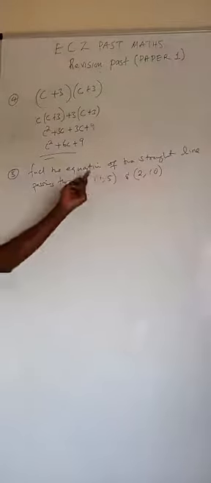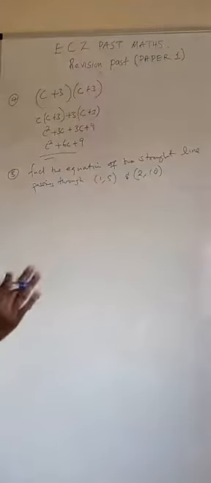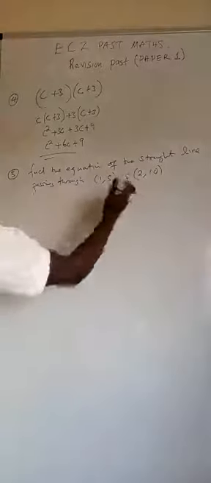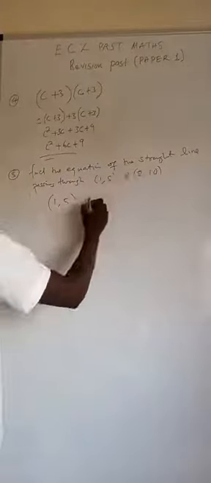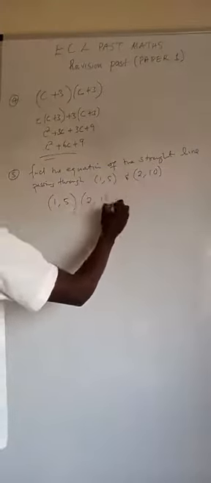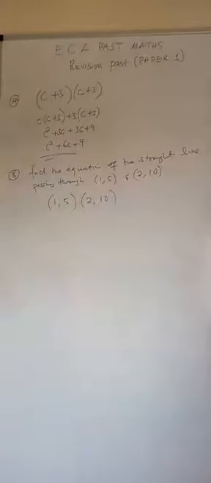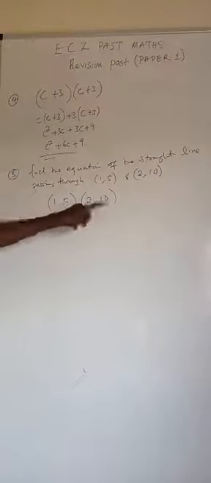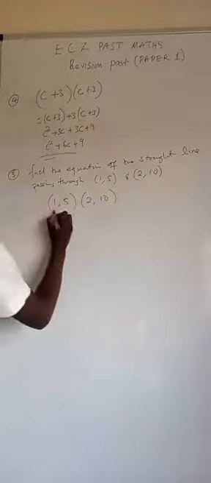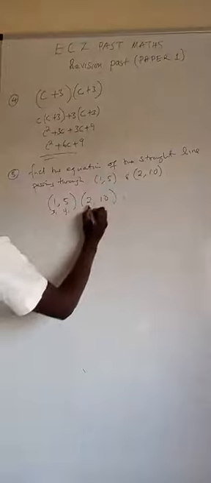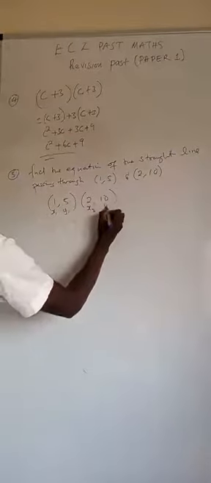They want us to find the equation of a straight line. The first thing you do when they ask you for the equation of a straight line and give you 2 points is write the 2 points down. The first point is 1,5. The second point is 2,10. You name them x1, y1, x2, y2.